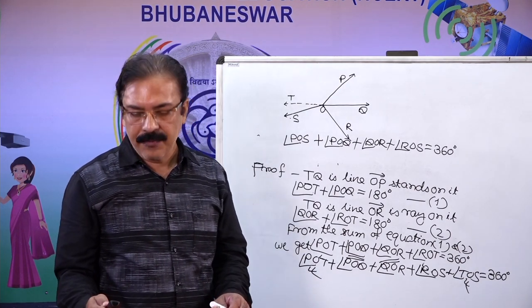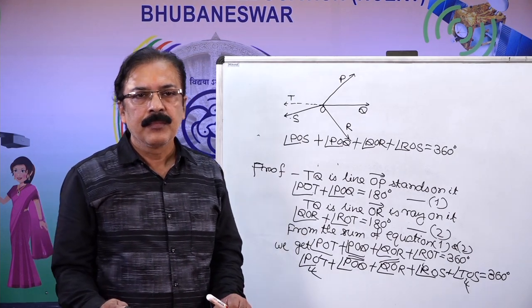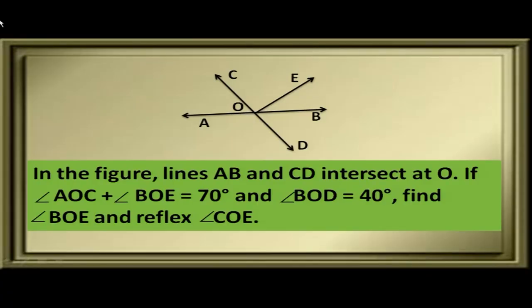Now let's have another look at this question. Here line AB and CD intersect at O. If angle AOC and BOE is equal to 70 degrees and angle BOD is equal to 40 degrees, find angle BOC and reflex angle COE.